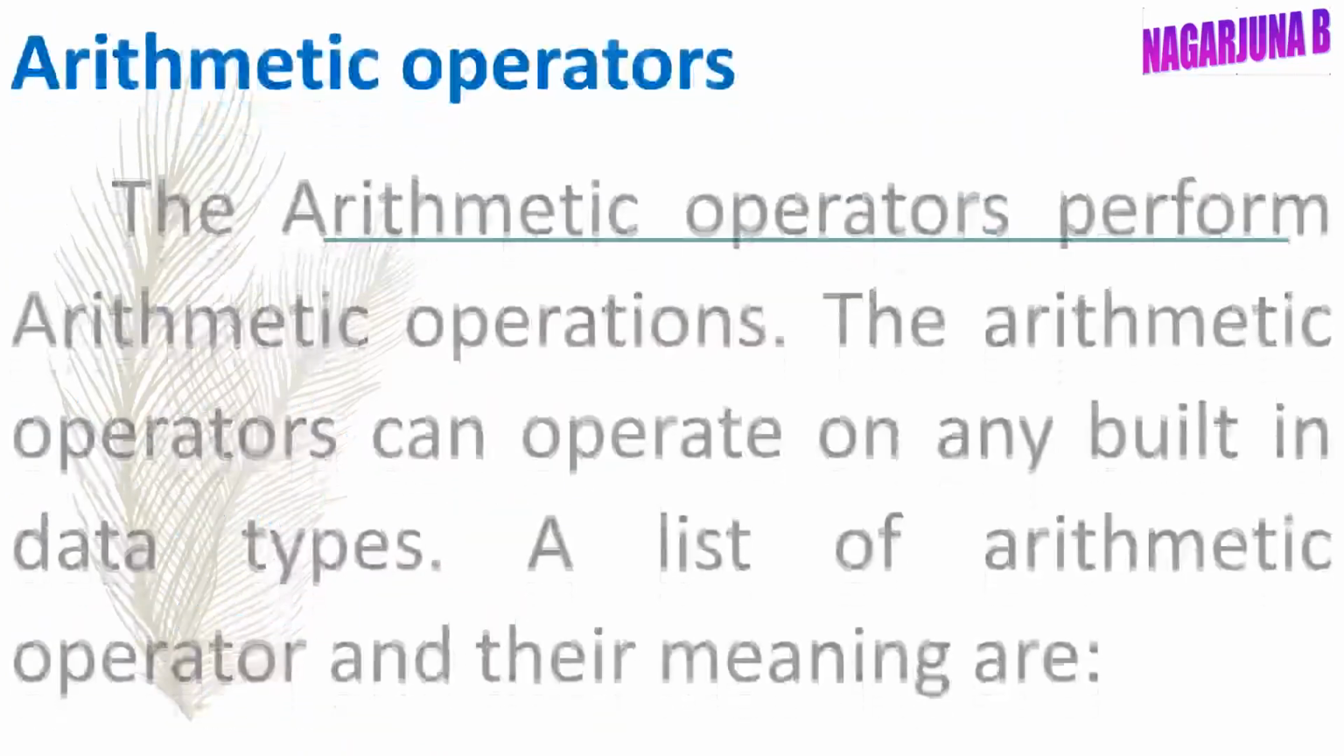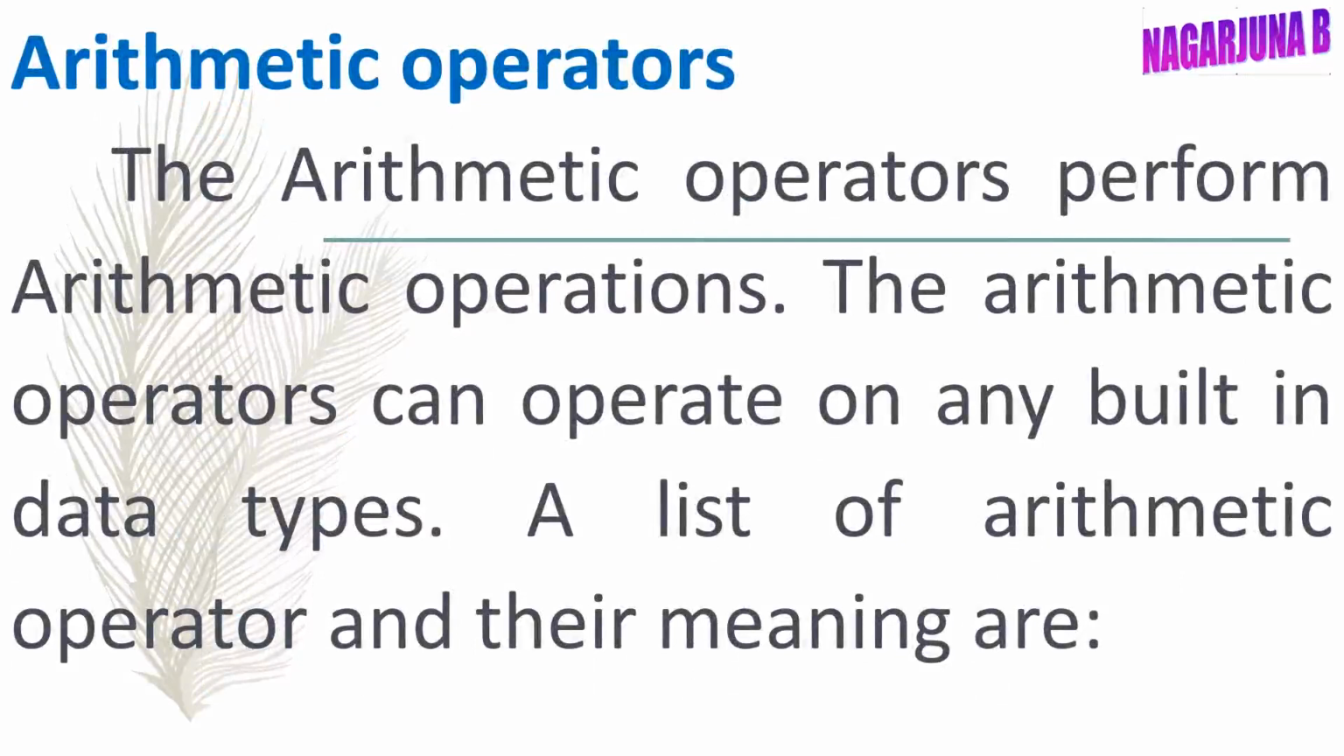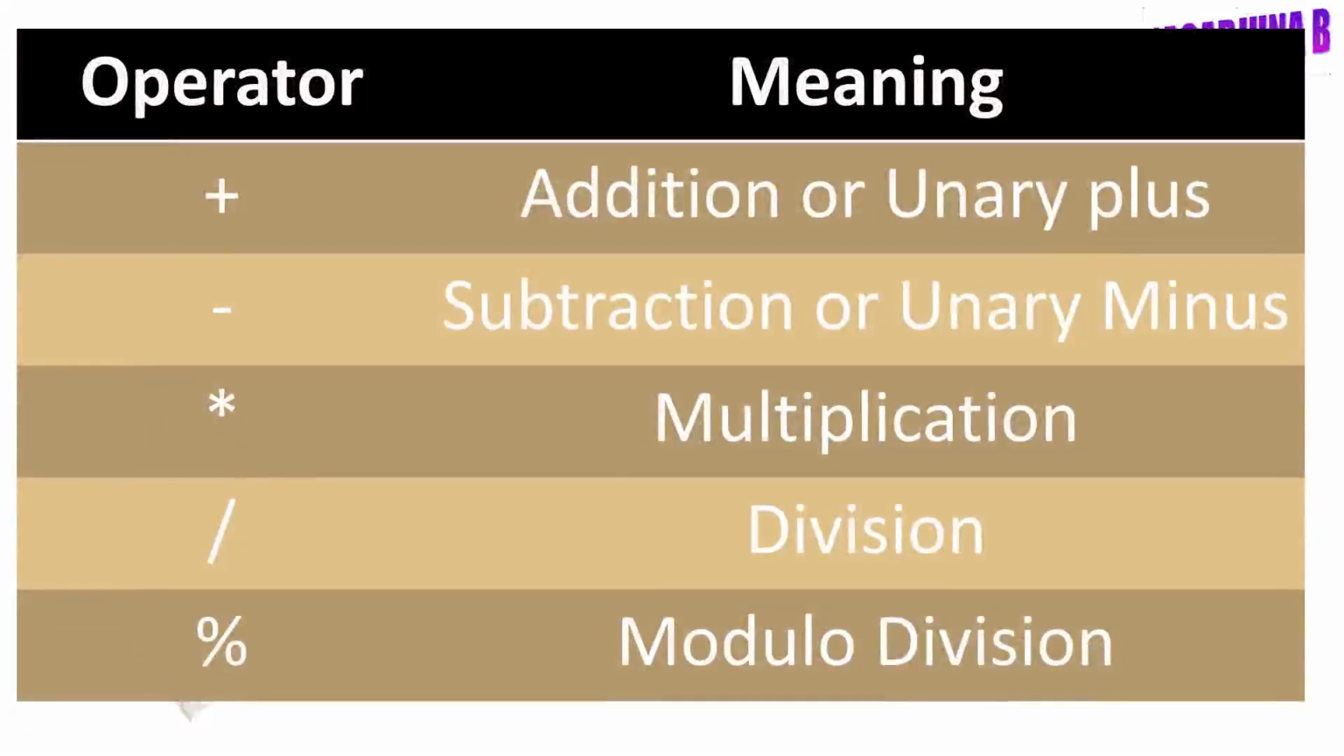Arithmetic operators. The arithmetic operators perform arithmetic operations. The arithmetic operators can operate on any built-in data type. A list of arithmetic operators and their meanings: we use the arithmetic operators for performing operations such as addition, subtraction, multiplication, division and modulus. The various arithmetic operators are plus, addition or unary plus; minus, subtraction or unary minus; asterisk, multiplication; slash, division; percentage symbol, modulo division.